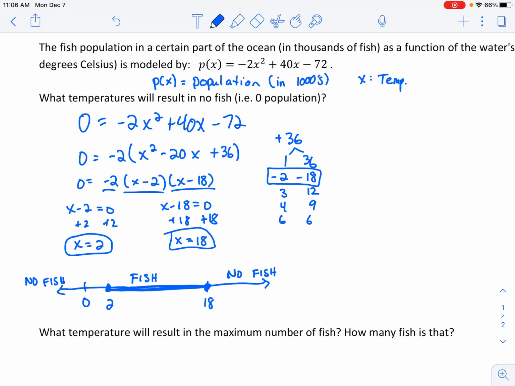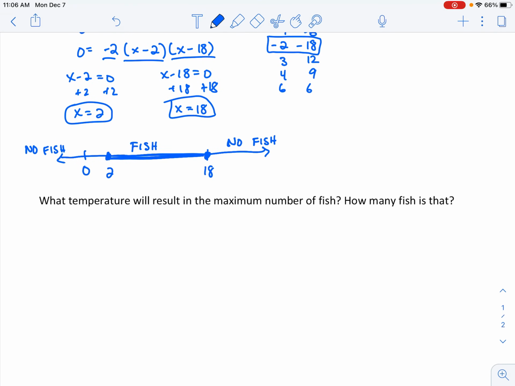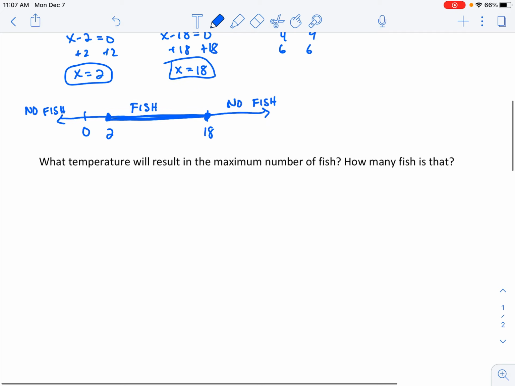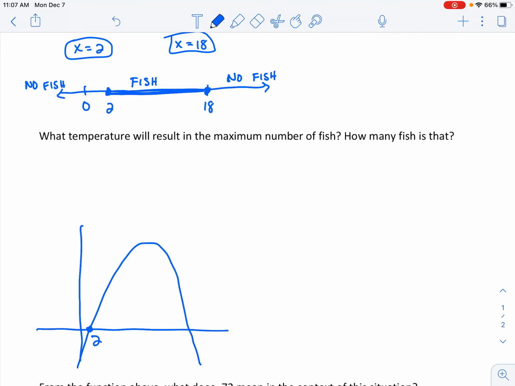All right, so what temperatures will result in no fish? 2 and 18 degrees. And then it says, what temperature will result in the maximum number of fish? How many fish is that? One thing we've learned about quadratics is they look like a parabola. In this case, it's going to be an upside down parabola because the first number in front of x squared is negative 2. And we know that this parabola is going to cross the x-axis at 2 and at 18. So our maximum is going to be right in the middle of 2 and 18.